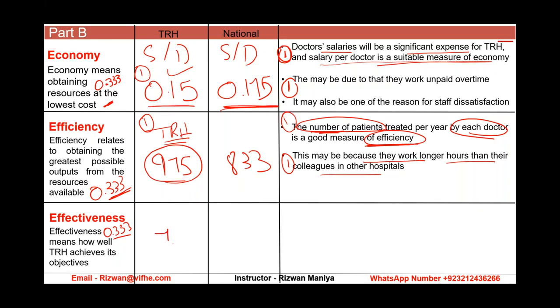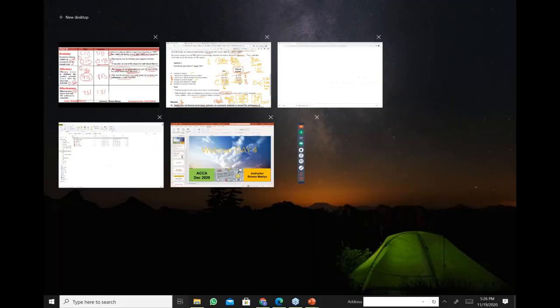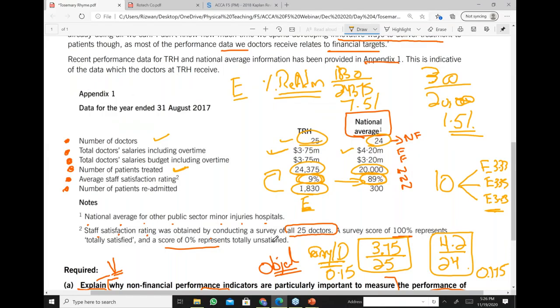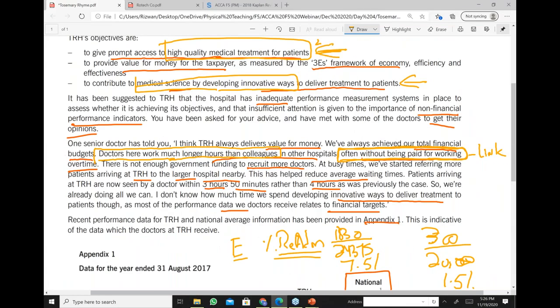Then 7.5% in our case and 1.5% in case of national. Why did you choose this indicator? You chose this indicator because it is giving you the idea whether we are giving high quality treatments or not. Was it mentioned in the objectives? Yes, it was. High quality medical treatments, right?